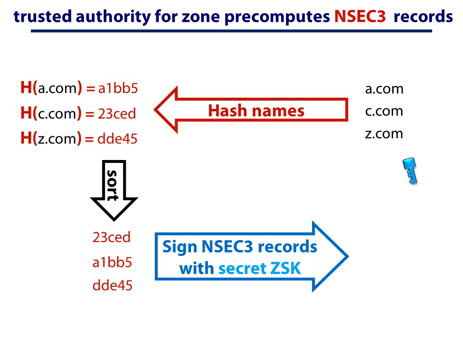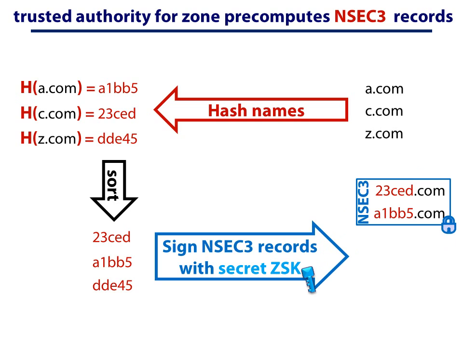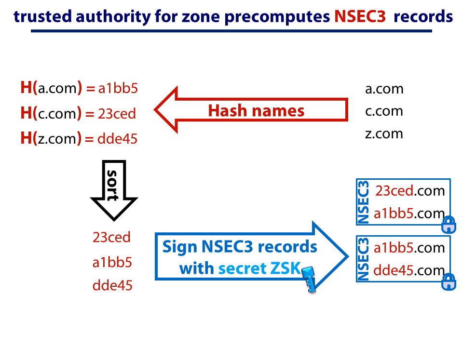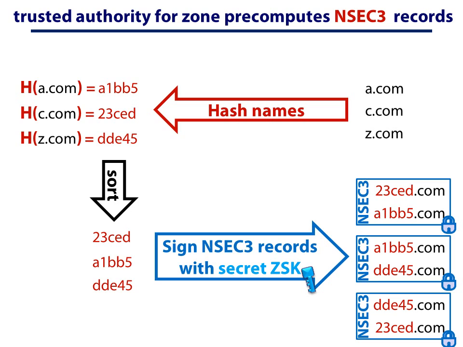So we're going to take the first pair of records and sign them using the secret zone signing key. So here we have 2 and A signed by the secret zone signing key. That's the first NSEC5 record. The next NSEC5 record is the next pair, this pair here. And then finally we have another NSEC5 record for the wraparound from D back up to here. And all of these are signed with the secret zone signing key. So this is done ahead of time, offline, by some trusted authority that actually has the secret key.